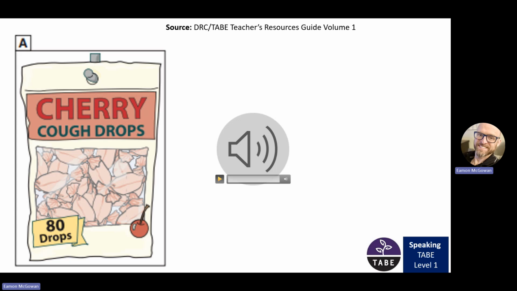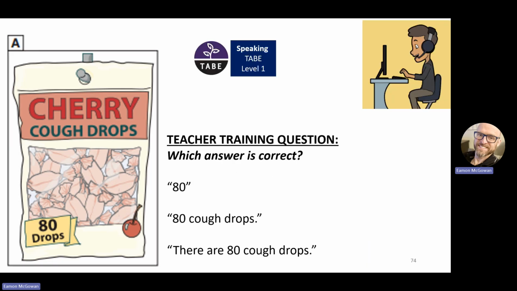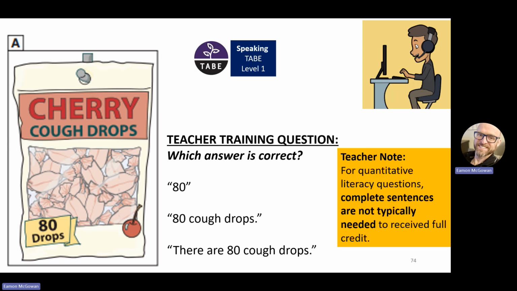Ask students for their answers. Here are some great answers that got full points. Now, teacher note, for these quantitative literacy questions, complete sentences are not typically needed to receive full credit. It's a situation where I, as a teacher, teach my students to use full sentences all the time, but unless it says use a complete sentence, students can say 80 and they'll get their full points.